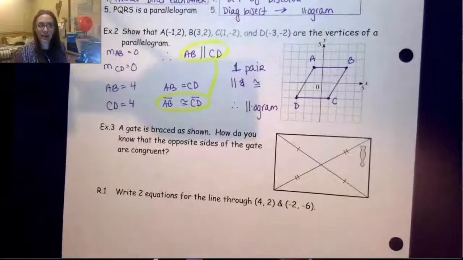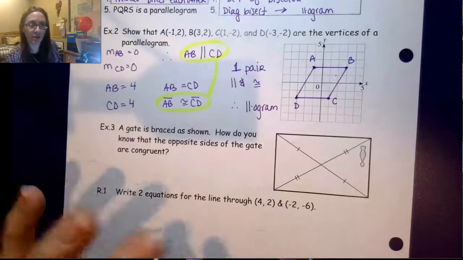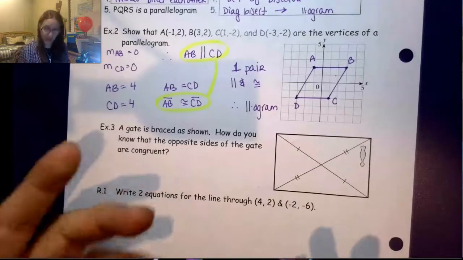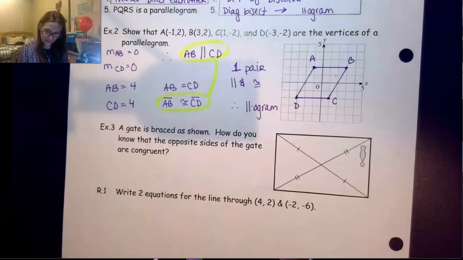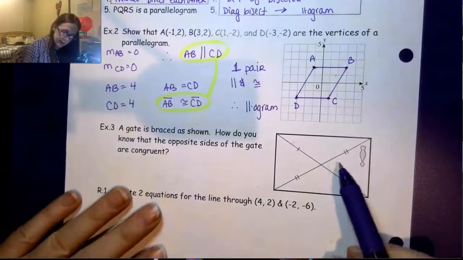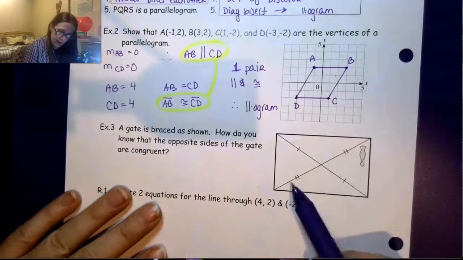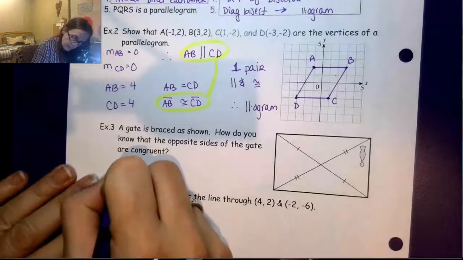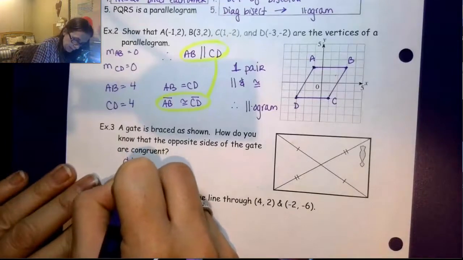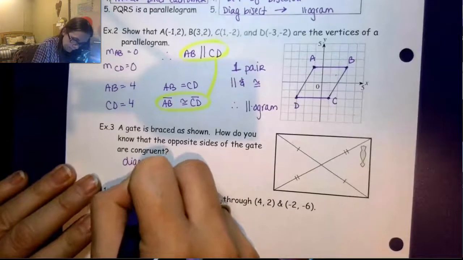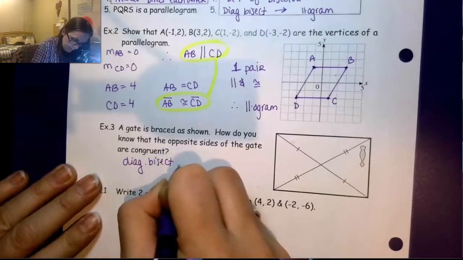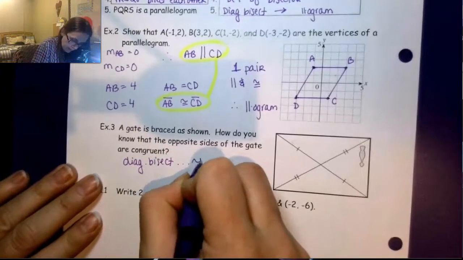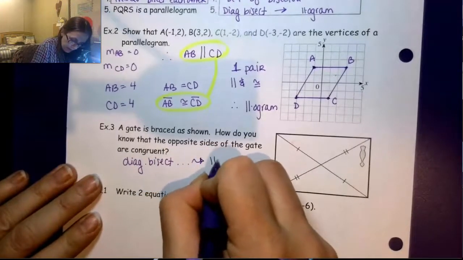Okay, this next one here, a gate is braced as shown. How do you know that the opposite sides of the gate are congruent? So again, up to the one we did up above, I can see here that this side was cut in half and this side was cut in half. So if my diagonals bisect, then I know I have a parallelogram.